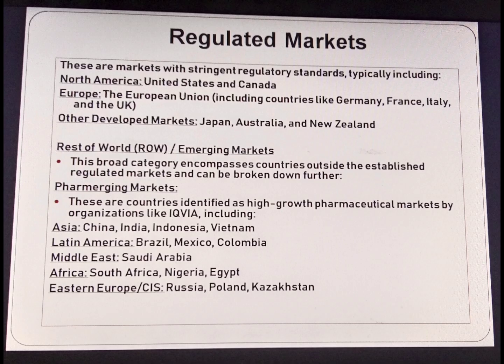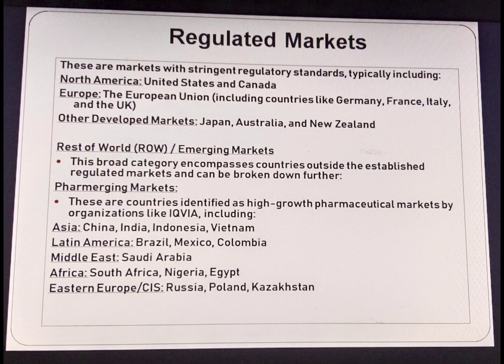Regulated markets. These are markets with stringent regulatory standards, typically including North America, United States, Canada, and US. Europe. The European Union including countries like Germany, France, Italy, and the UK, etc. Other developed markets: Japan, Australia, and New Zealand. Rest of world, ROW and emerging market. This broad category encompasses countries outside the established regulated markets and can be broken down further.